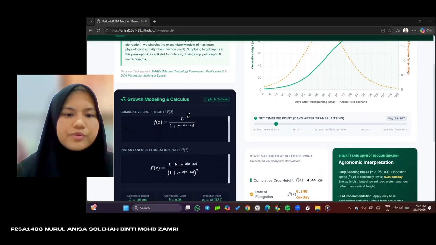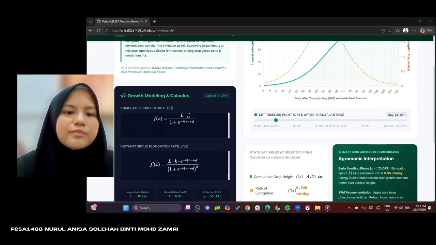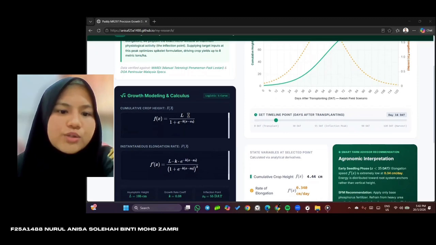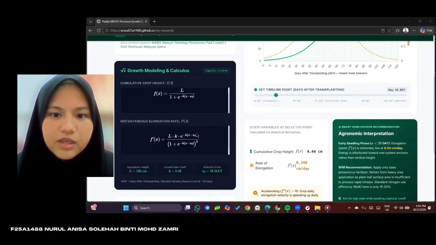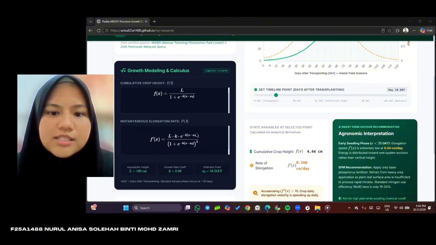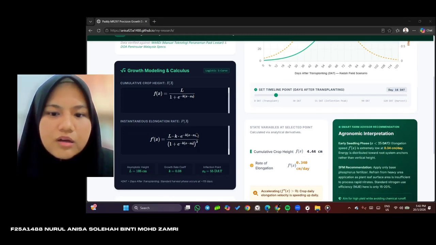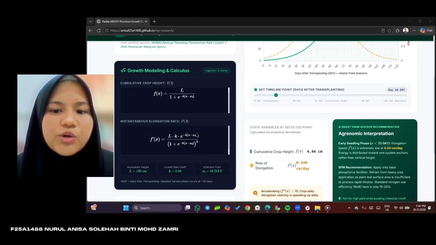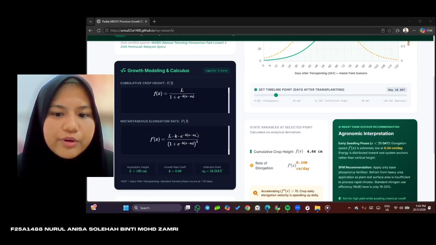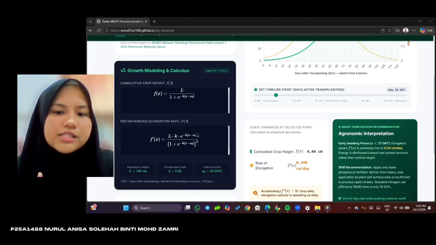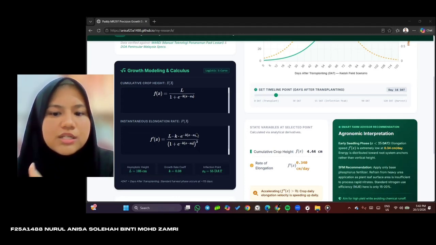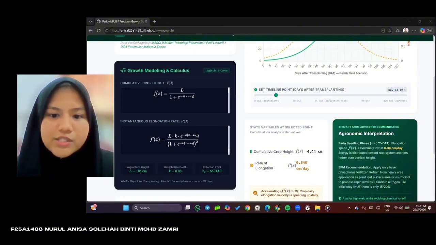It boils down to precision agriculture by modeling the plant's cumulative height using a logistic S-curve. We can use the first derivative f'(x) to calculate the exact instantaneous elongation rate in centimeters per day. By finding the absolute peak of this curve, we pinpoint a vital micro window, which is the inflection point. Supplying targeted fertilizer input exactly at this physiological peak optimizes productive branch count and panicle formation.